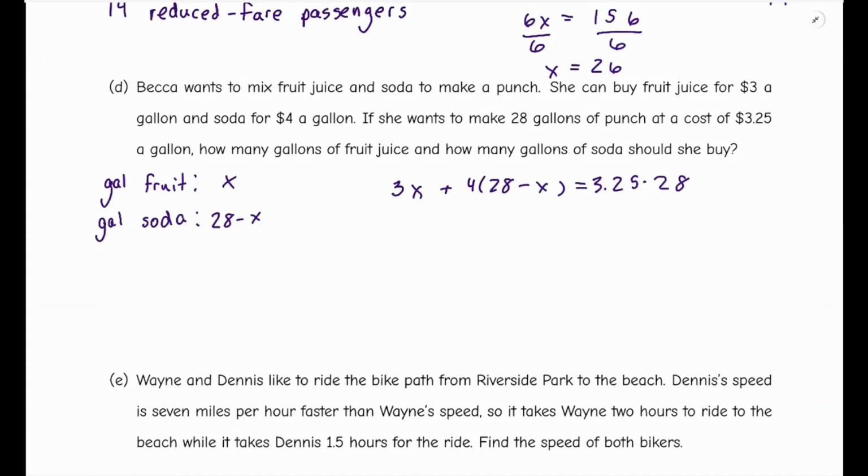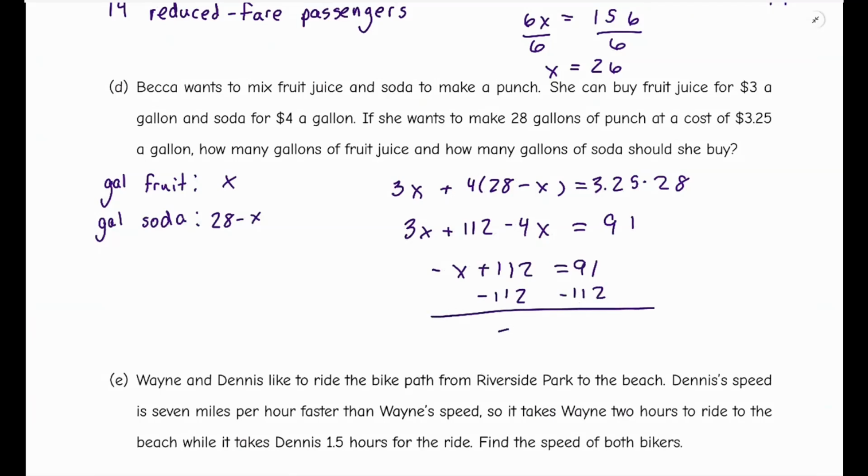Now we can distribute on the left-hand side, and we get 3x plus 112 minus 4x is equal to 91. Combining like terms, we get negative x plus 112 equals 91. And we can subtract 112 from both sides. And we get negative x equals negative 21. Divide by negative 1, divide by negative 1. We get x equals 21. So we need 21 gallons of fruit juice.